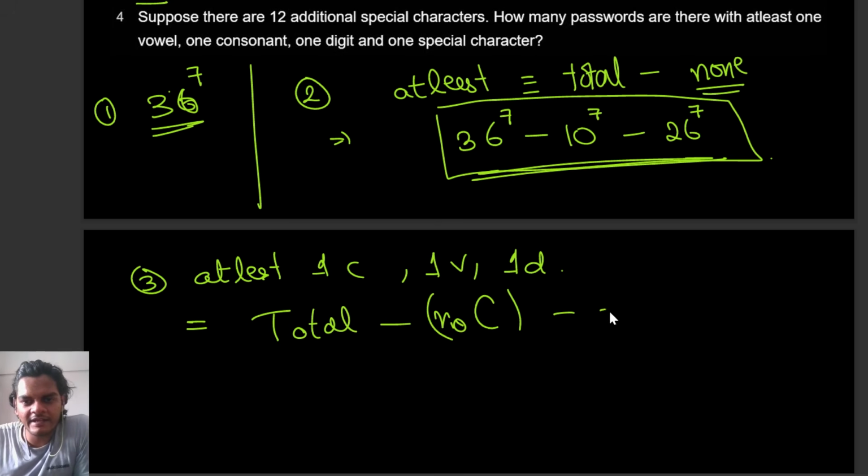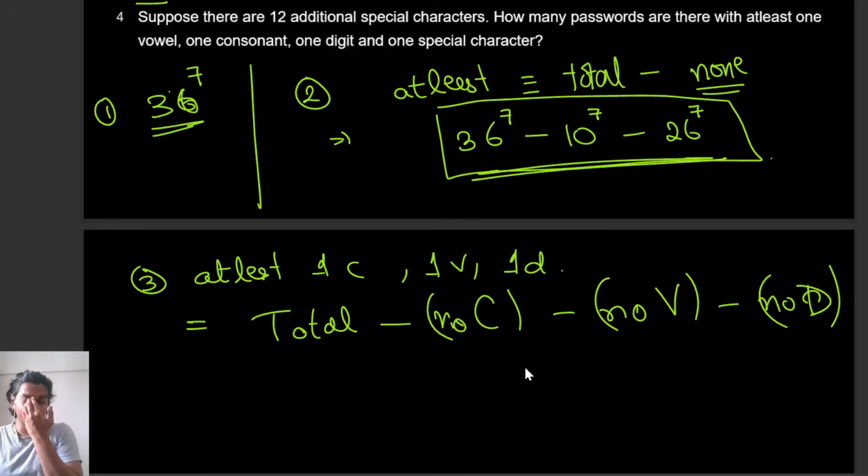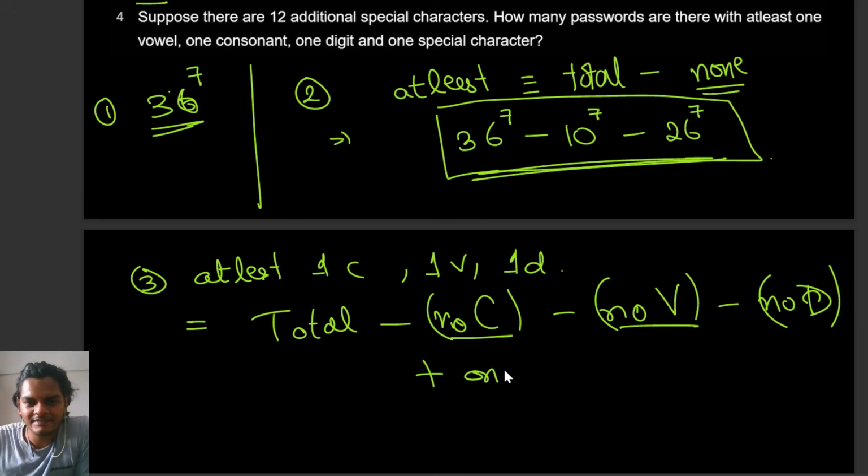I'll also remove the case where there are no vowels. I'll also remove the case where there are no digits, right? But if you see, when I'm removing no consonant and no vowel, that means I'm removing something twice. What am I removing twice? Something twice, which is only digits.